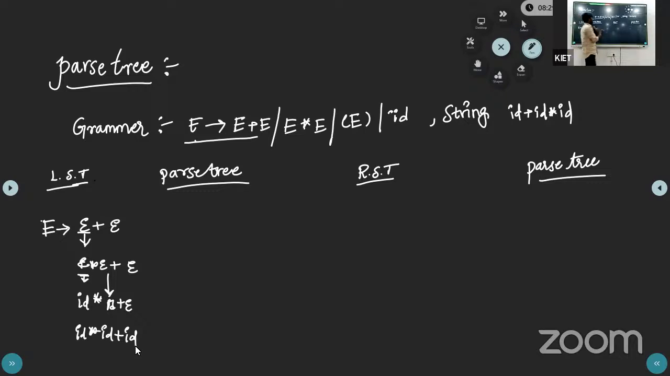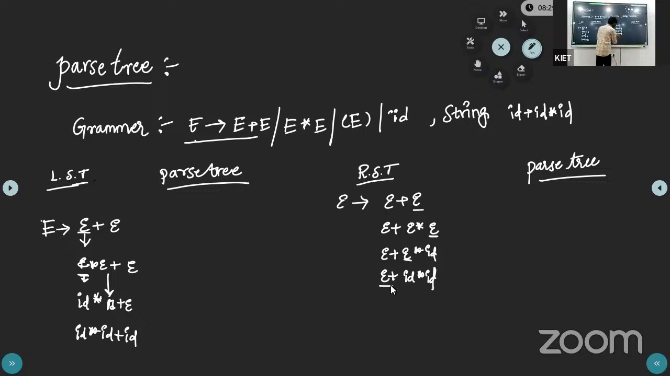Coming to the rightmost derivation, I'll take the same symbol as an input. Now I'll start forming this from the right side. The left E remains the same and the right E becomes E into E. In the third step, again coming to the right side, this E becomes ID. And next this E becomes ID. And at last the left E becomes ID. So this is how I derive the string using the rightmost derivation.